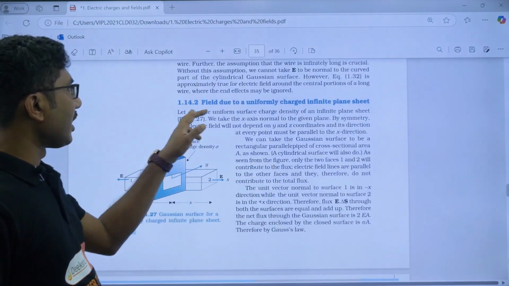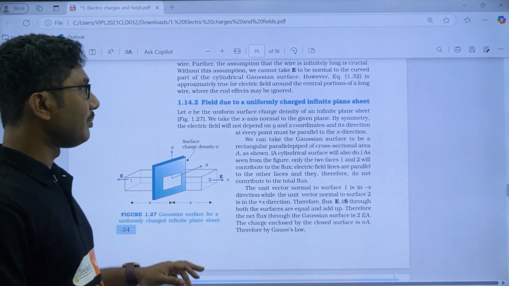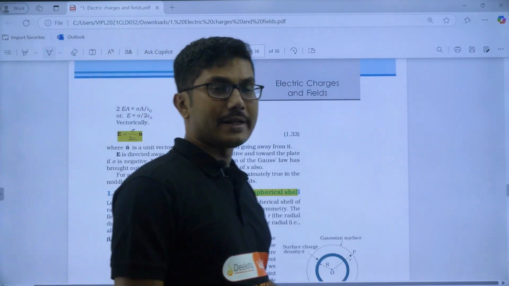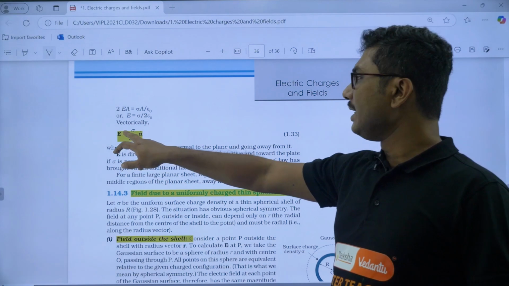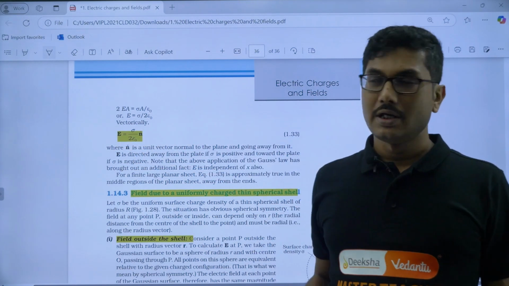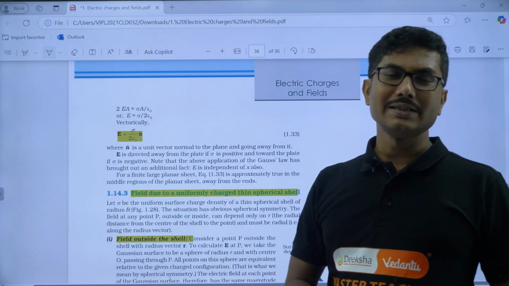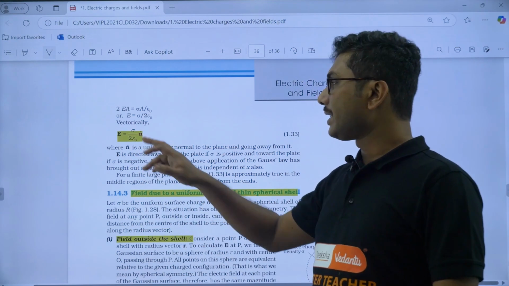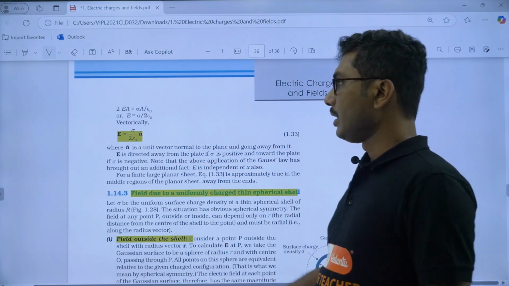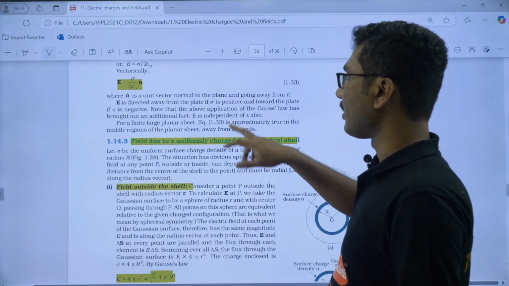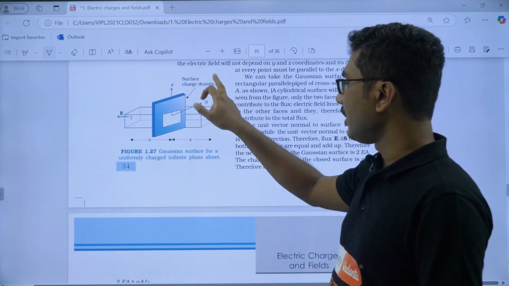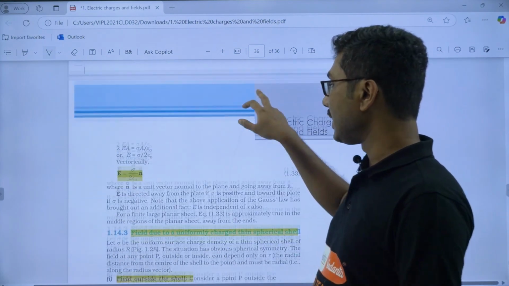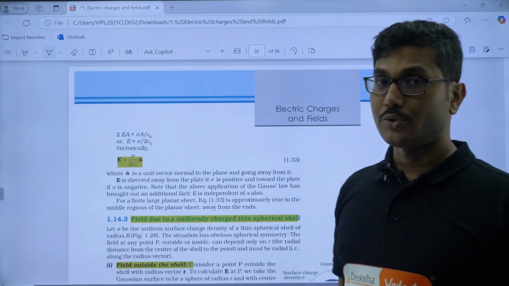And this one, the field due to a uniformly charged infinite plane sheet, is not important, only its formula is important. As you can see, this formula is independent of total charge. So this only depends on the charge density. Charge density is basically constant for a uniformly charged object, so you can consider the electric field to be constant. This is one interesting fact about a charge sheet, an infinitely large charge sheet. If it is not infinitely large, then this formula is still valid close to the surface.